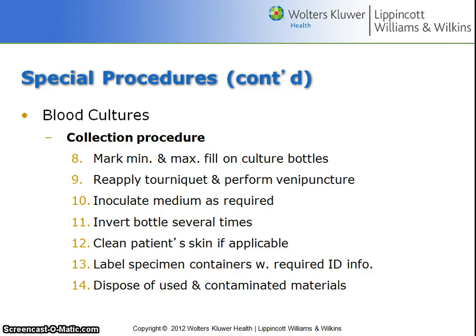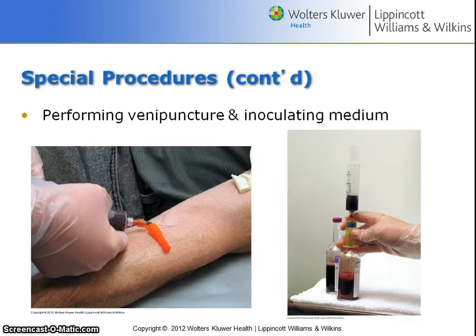Alright, so the collection procedure. You need to make sure you mark the minimum and max fill on culture bottles. If not followed, it can cause a false positive or negative. Make sure you invert the bottle several times. And always label the specimen containers with required ID info. This is the process of transferring blood to the blood culture bottles.